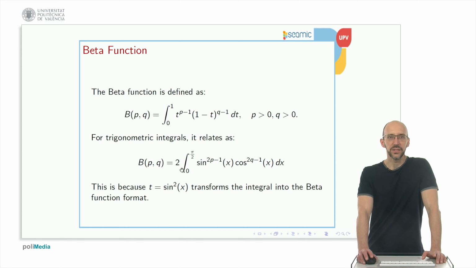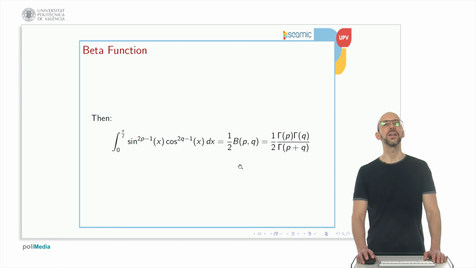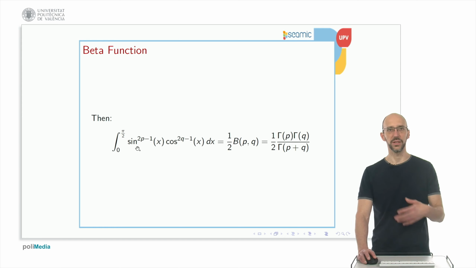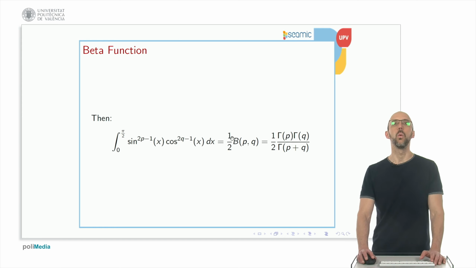Remember these two: the beta function of p, q is 2 times this integral. Therefore, you can rewrite this formula as follows. The integral between 0 and pi divided by 2 of sine to the 2p minus 1 times cosine to the 2q minus 1 of x, dx, is 1/2 of the beta function of p, q.